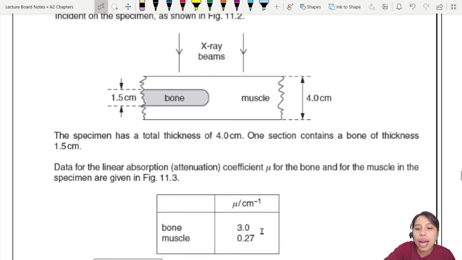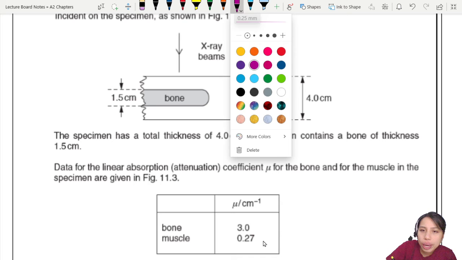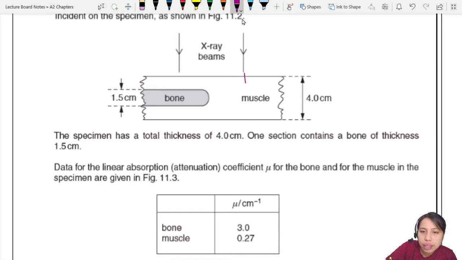Wow, bone is so high, which means it absorbs a lot of the X-ray energy. Muscle, very little. So muscle, X-ray no problem, can pass through. So before we go to the next part, think about this first. When the X-rays come through here, I'm going to call this I2, and the X-ray that comes through here, I1. Which intensity do you think will be bigger when it passes through?